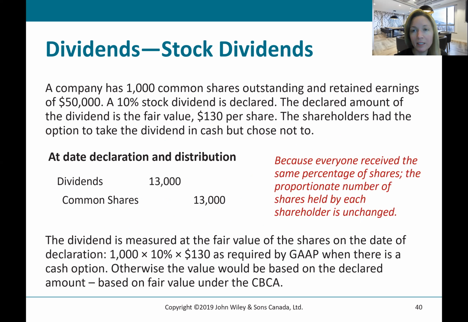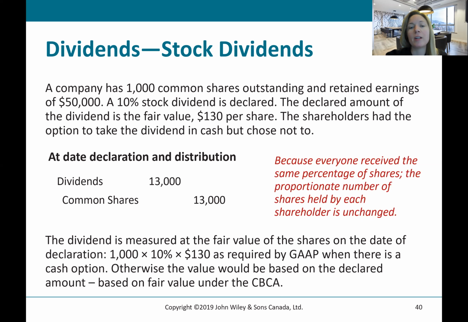So again, we're debiting our shareholders' equity section. So we're decreasing our shareholders' equity, and then credit common shares. So we're increasing the amount of common shares that we have. So we're really just reallocating within the shareholders' equity section. So your total equity hasn't changed. You've reduced the dividend account and you've increased the common share account.